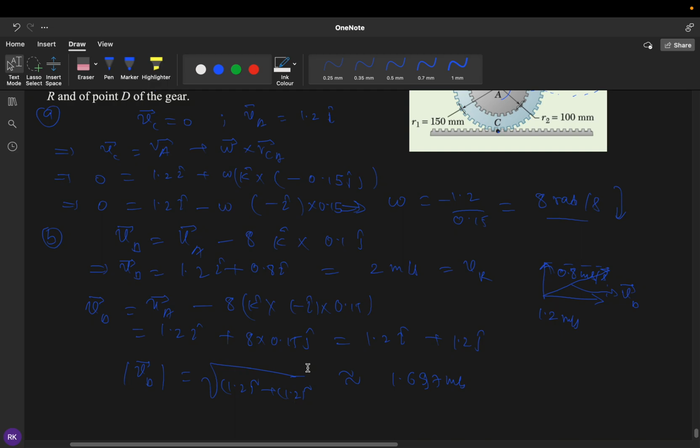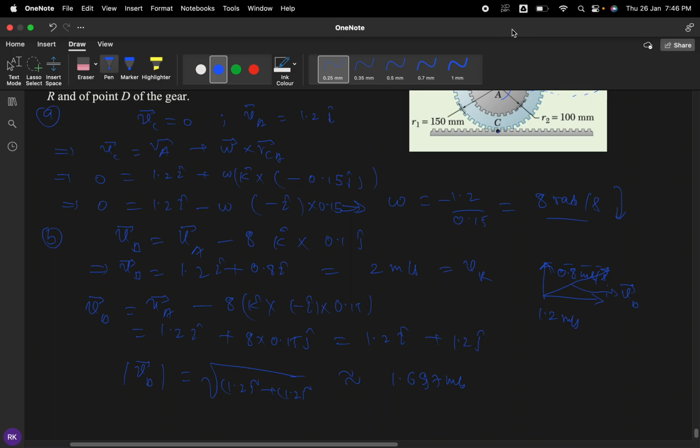Okay, is there any problem? Okay, so let's wrap up this session here. In the next class we will talk about the dynamics of rigid bodies. These things are all about the kinematics of rigid bodies. Then in the next class we will talk about dynamics of the rigid body. Is there any problem here? No. Okay, so bye bye.